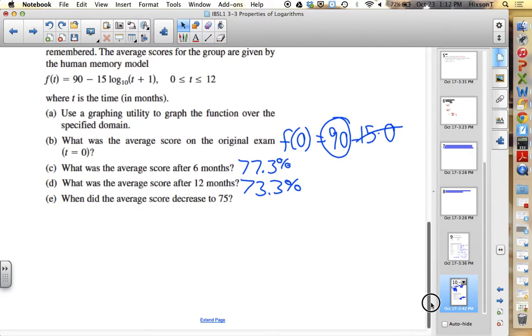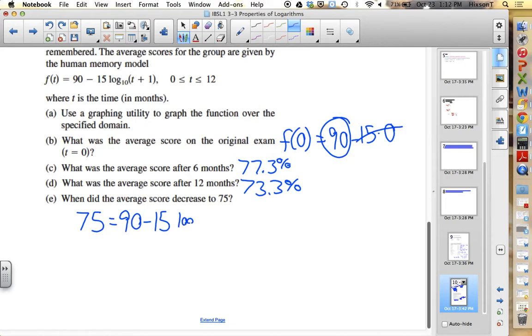Now the last one, we could solve one of two ways. Let's do it by hand first of all. When did it decrease to 75? Well, 75 would equal this, and then we're solving for t, right? When the whole thing equals 1, log t equals 1. So you subtract, you get negative 15 equals negative 15 log of t plus 1. Then I divide by the negative 15, so 1 equals the log of t plus 1.